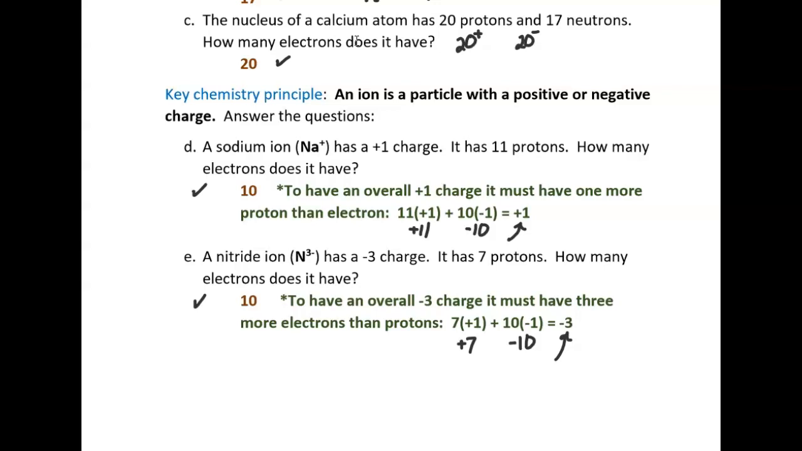An ion with a positive charge, such as a sodium ion, will have more protons than electrons. An ion that has a negative charge, like this nitride ion, has more electrons than protons.